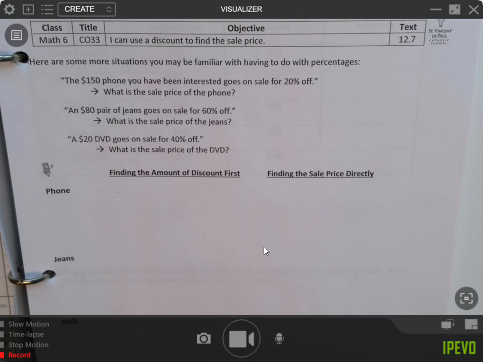You see the sale sign, it says 20% off. Well, now we need to know how to figure out what our new price is going to be. Do I have enough money to pay for it?